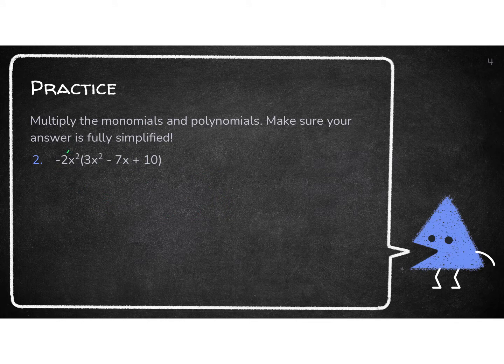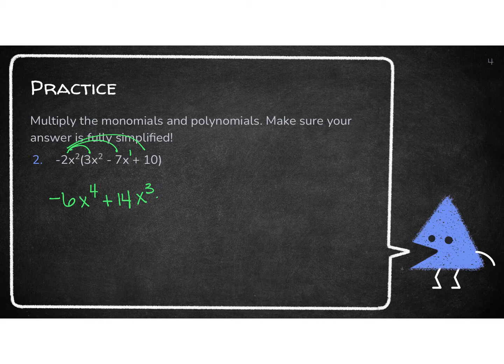Let's look at this one. I'm going to distribute each of these and multiply it by negative 2x squared. So negative 2 times 3 is going to give me negative 6. x squared times x squared. Remember, I add those, so I'm going to get x to the fourth. Negative 2 times negative 7 is going to give me positive 14. I have an x squared and an x to the 1, so I'm going to get x to the 3.